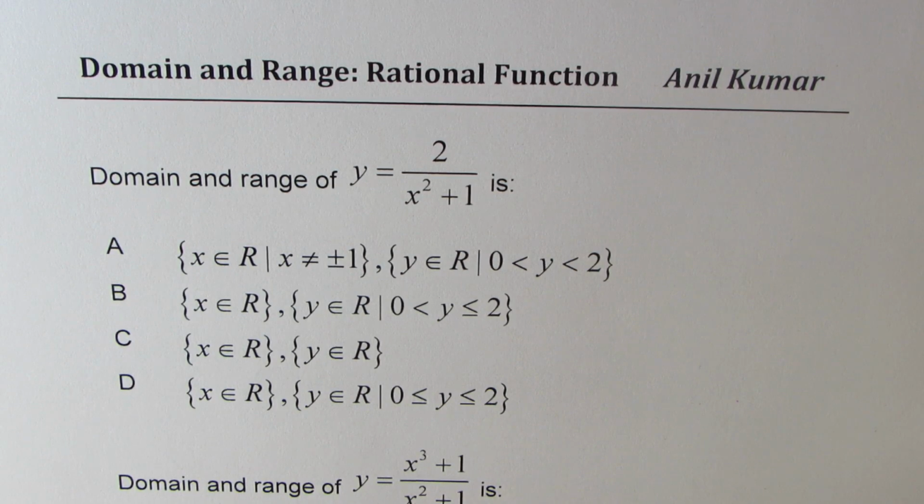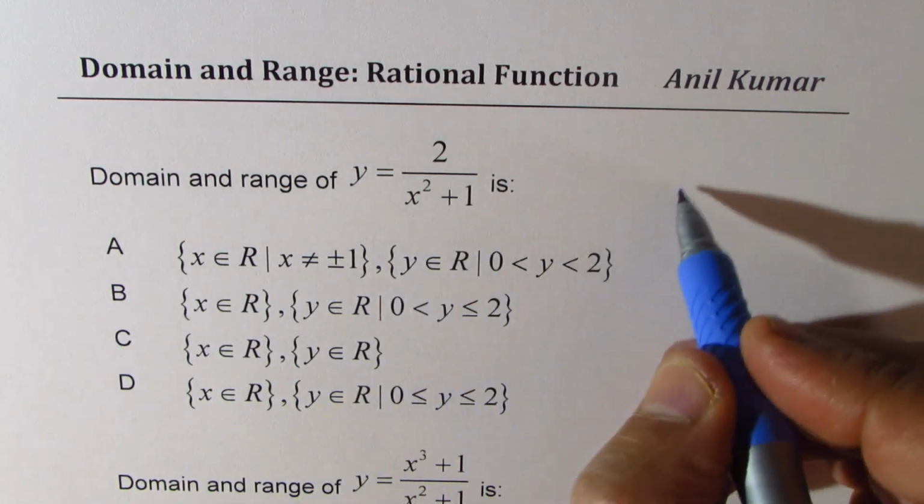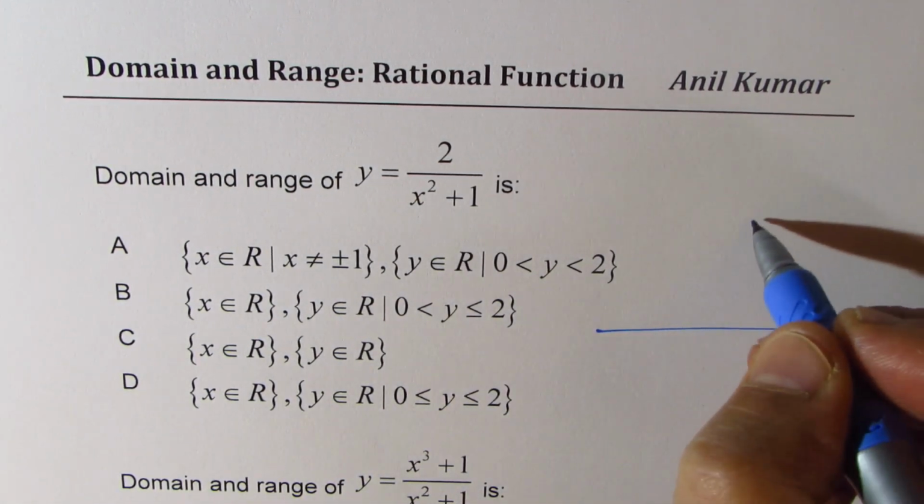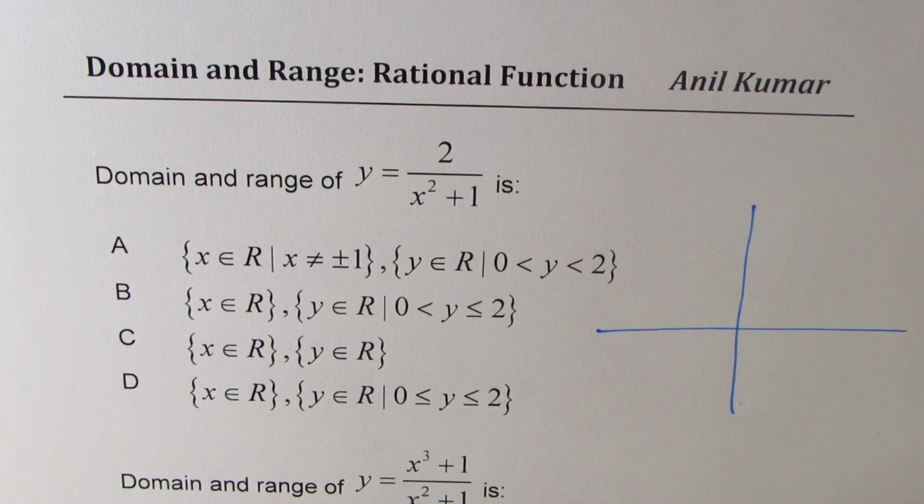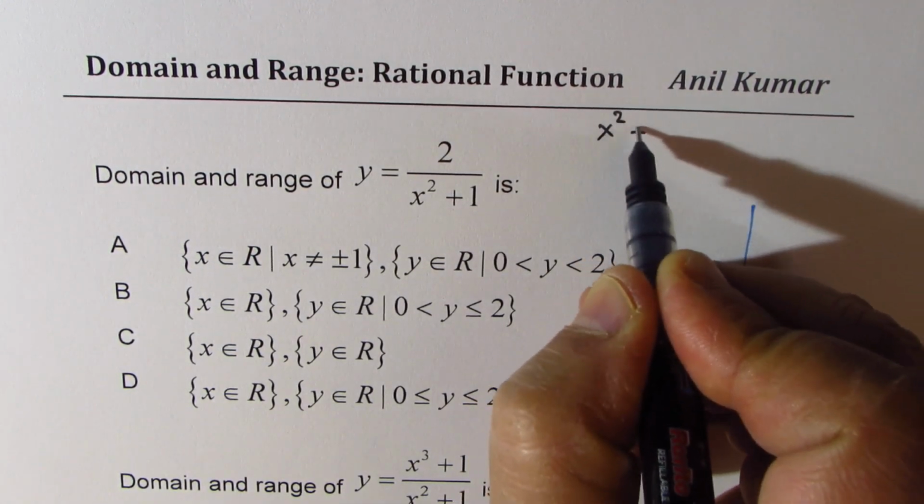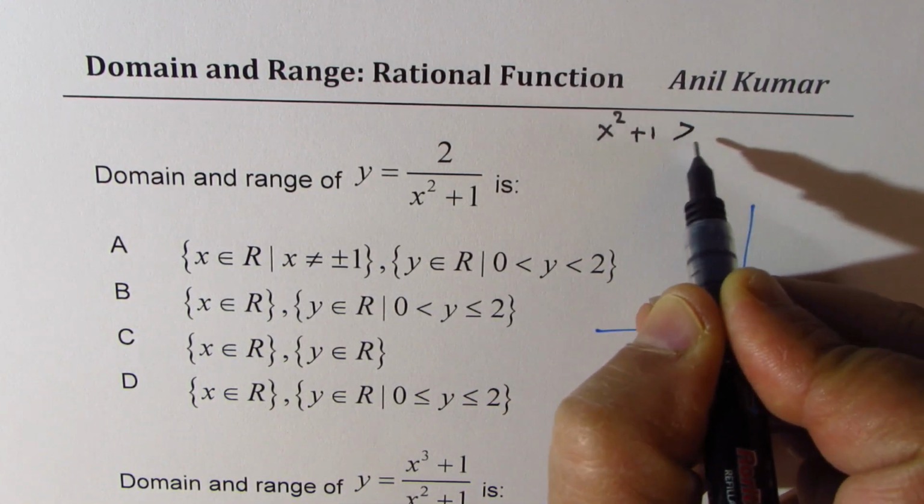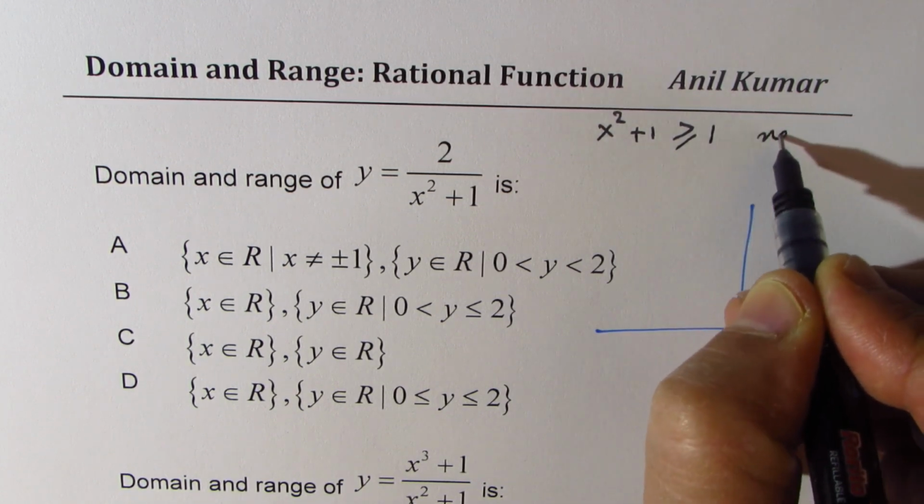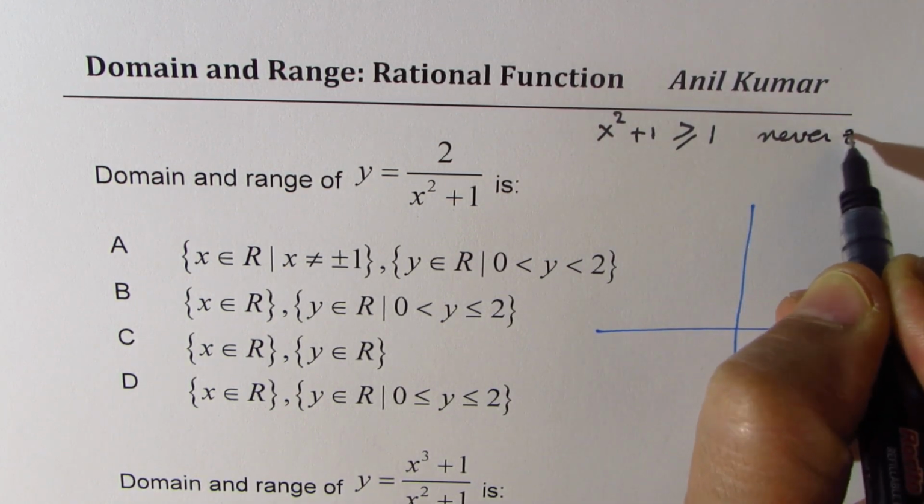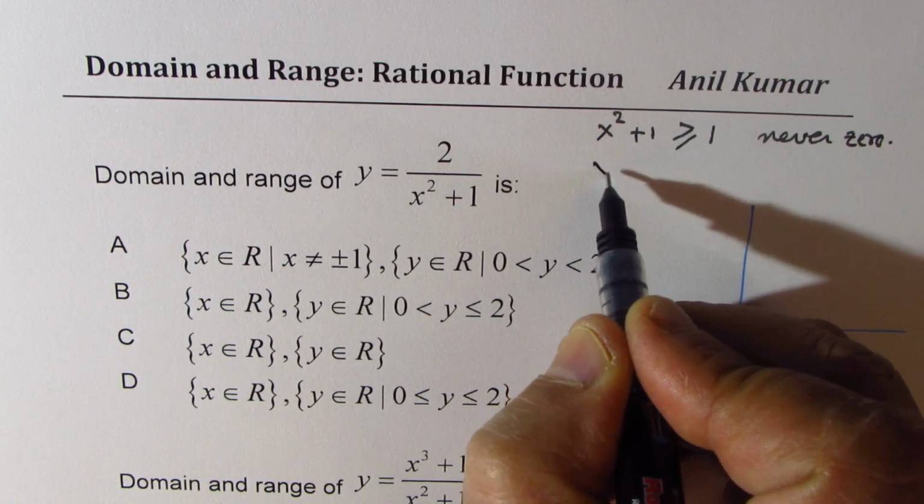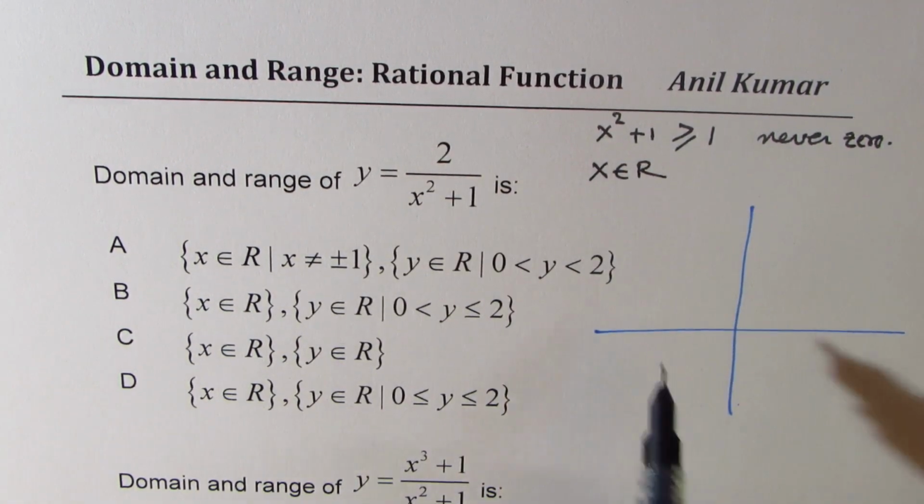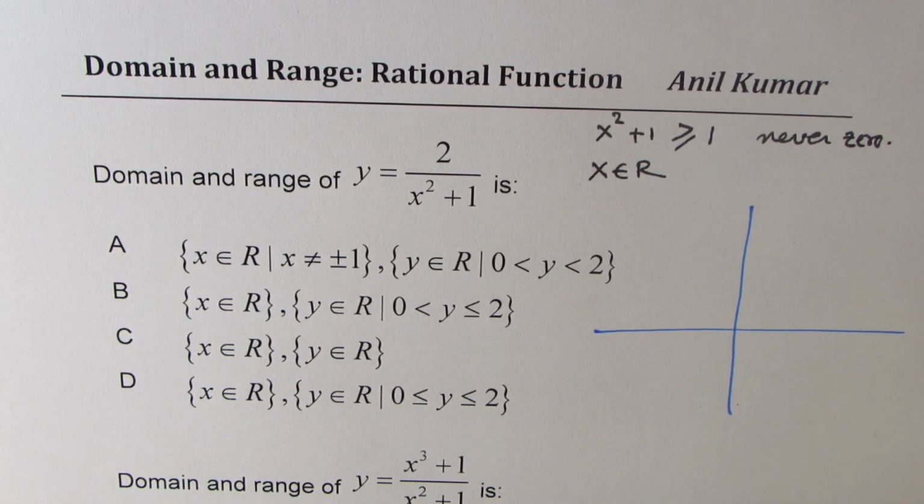Now we have the last question of this particular video. Now this is very interesting. It is better to graph this. So let's sketch a graph. We know clearly that x squared plus 1 is always greater than or equal to 1. So it is never 0, right? That means x belongs to real numbers. So domain has no restrictions.